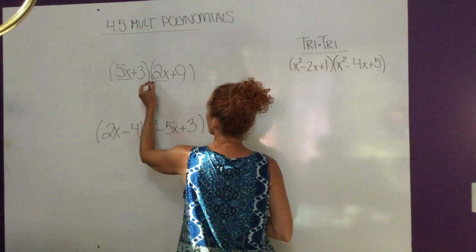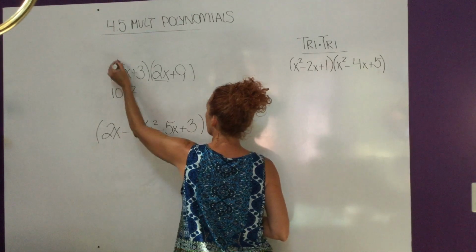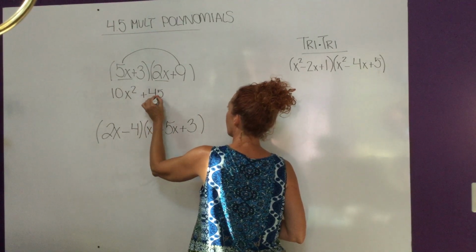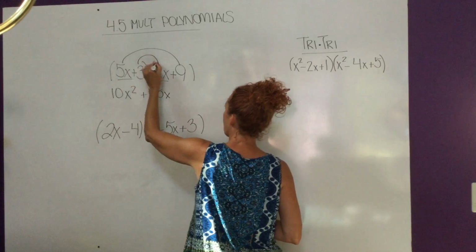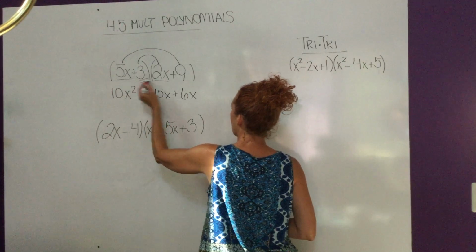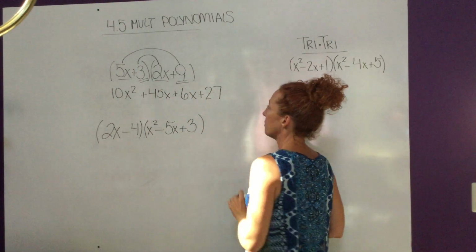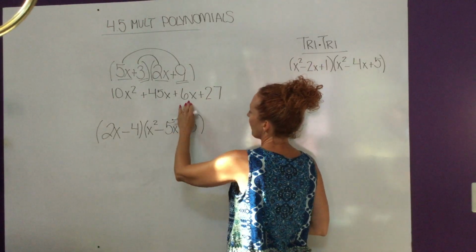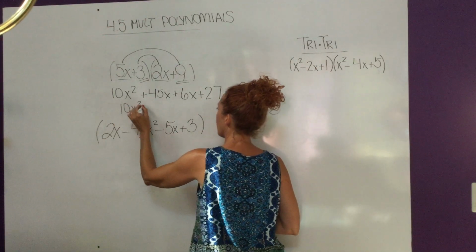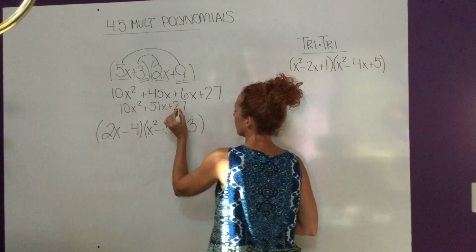So the first times the first, 10x squared. The outside piece is going to be 45x. The inside piece is going to be 6x. And the last piece is going to be 27. 45 and 6 make 51. So 10x squared plus 51x plus 27.